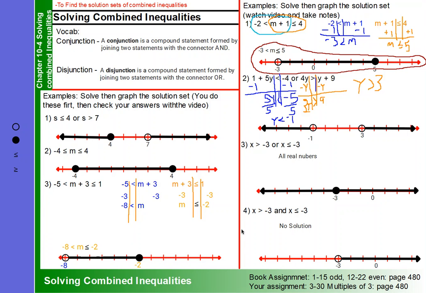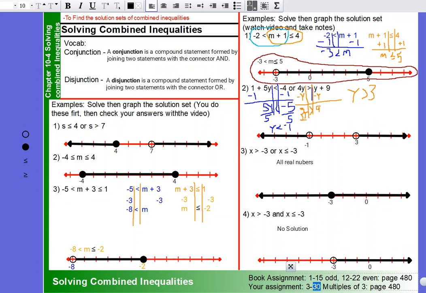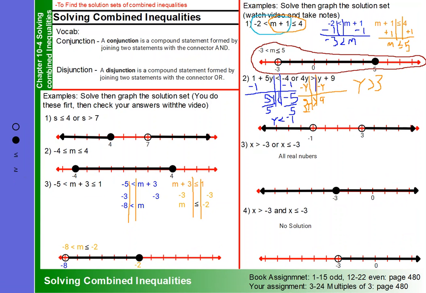All right, here are your problems. Not 3 through, I believe it's 3 through 24. Let's change that right now. Multiples of 3. So there you go. All right, have fun. It's not too many problems.